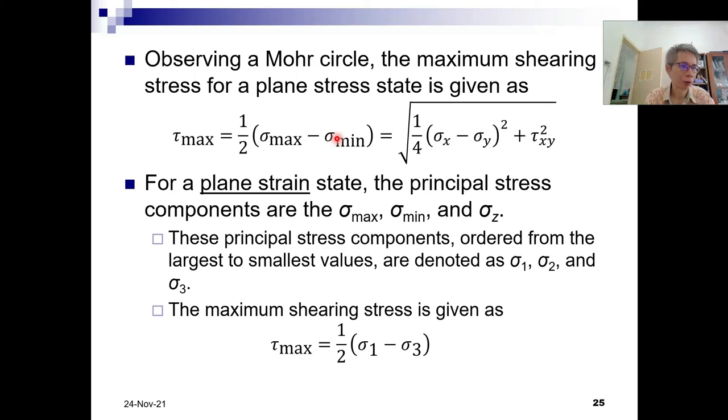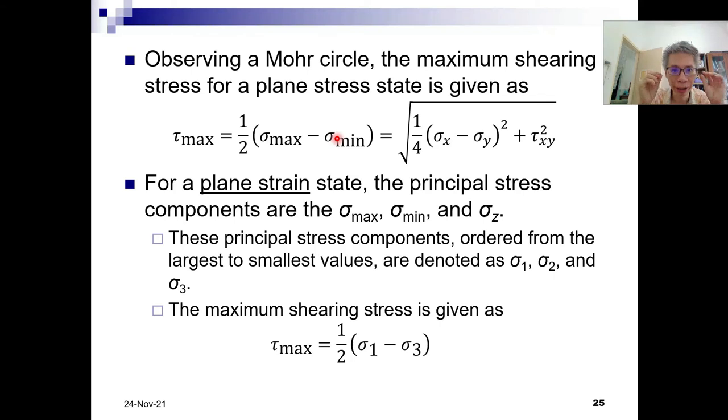Okay, I think this principal stress, both shearing stress and normal stress, are important in practice because some criteria of material failure are based on this. Okay, maximum shear stress or maybe maximum normal stress. Okay, that's in the plane stress condition or plane stress state.